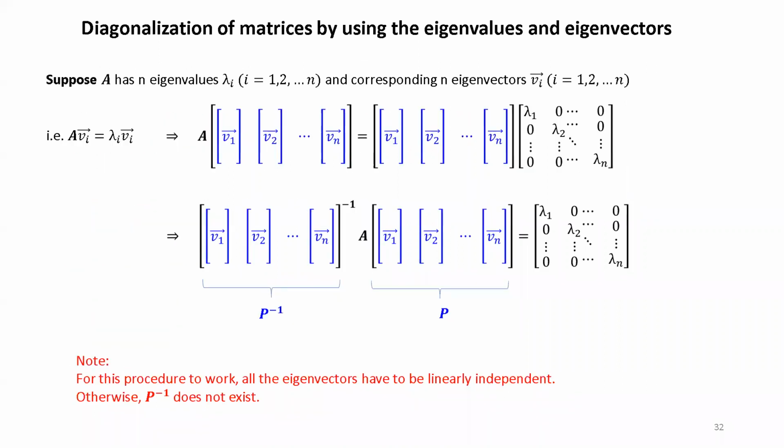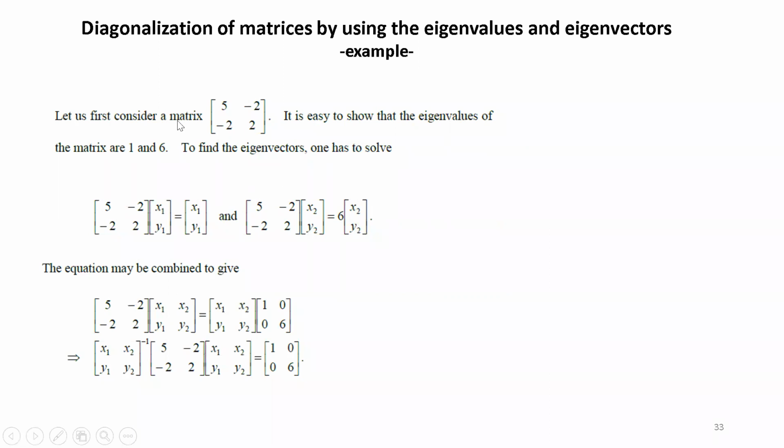But first, let's look at the case where the two eigenvectors are linearly independent and this procedure works. If I consider this 2 by 2 matrix and follow the standard procedure, you'll find that the eigenvalues are 1 and 6. From 1 and 6, you also solve for the eigenvectors. Let's say x1, y1 is the eigenvector corresponding to the eigenvalue 1, and x2, y2 is the eigenvector corresponding to the eigenvalue 6.